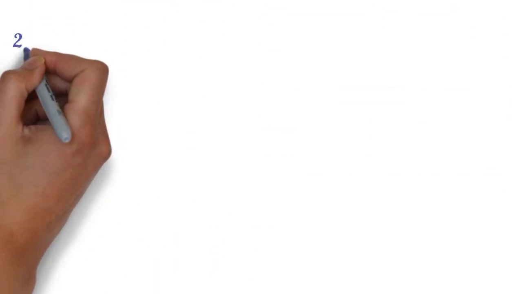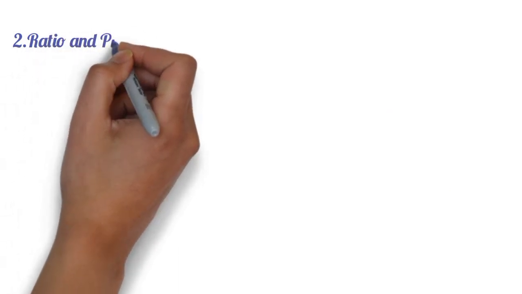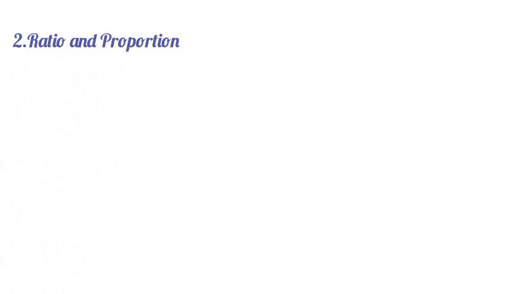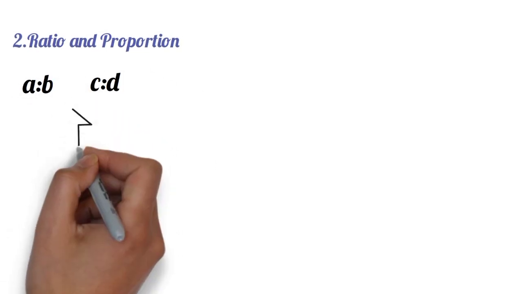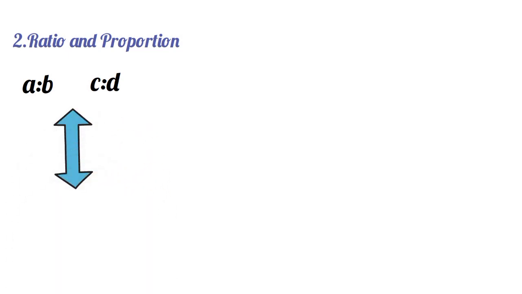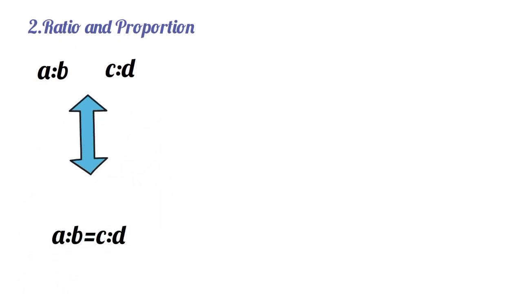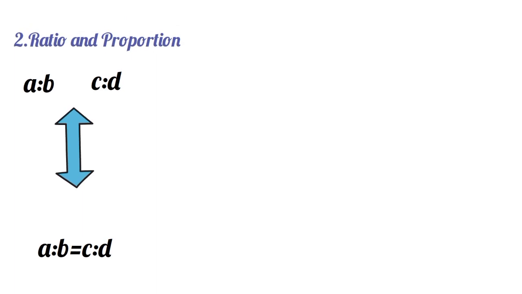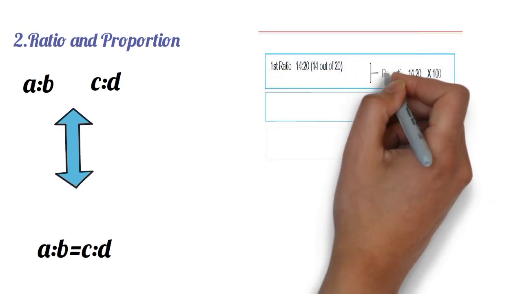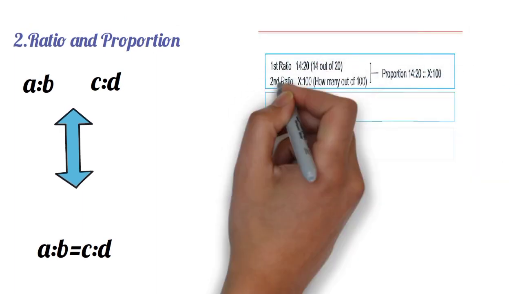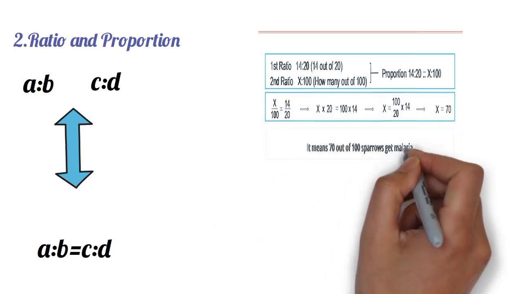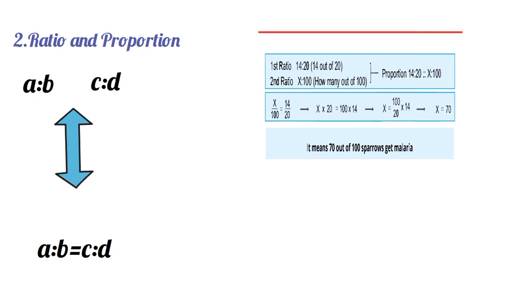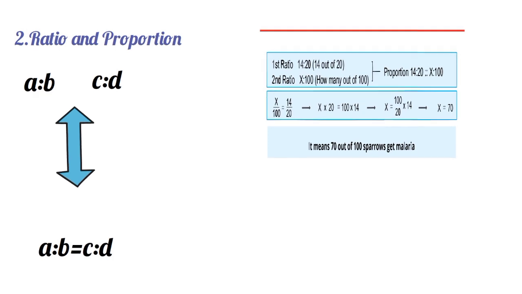2. Ratio and proportion. Ratios are used to express the relationship between two numbers, e.g., a/b, and proportions join two equal ratios by the sign of equality, a/b = c/d. For example, if you know the ratio of infected sparrows to healthy sparrows after mosquito bites, you can use proportion to calculate the expected number of infected sparrows when more mosquitoes bite.